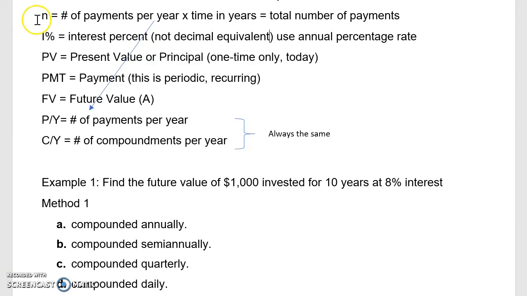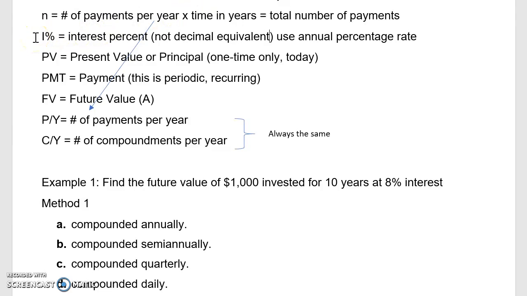First value that we fill in here is N, which is the total number of payments. And we find this by taking the number of payments per year times the time in years. And whatever this number of payments per year is also goes down into the PY in your calculator. So say I have monthly payments for 5 years, I could put 12 times 5 in for N. And when I press the enter or execute key, it will return the value of 60.